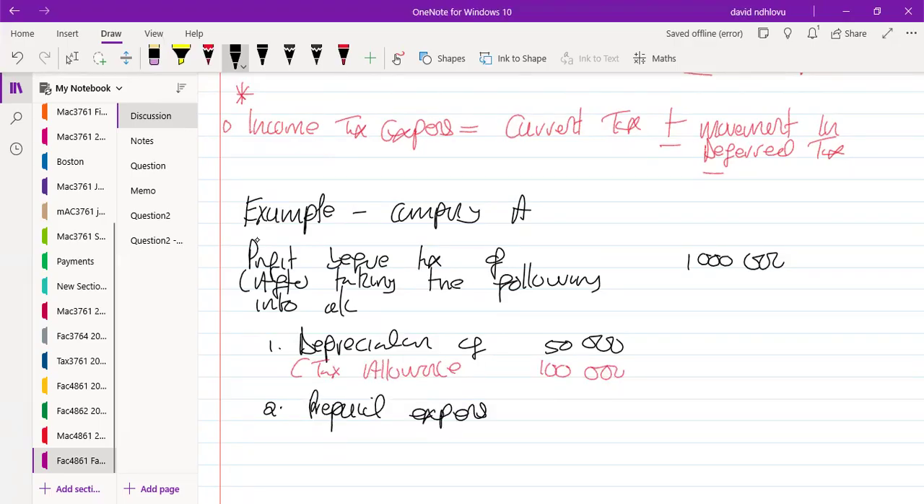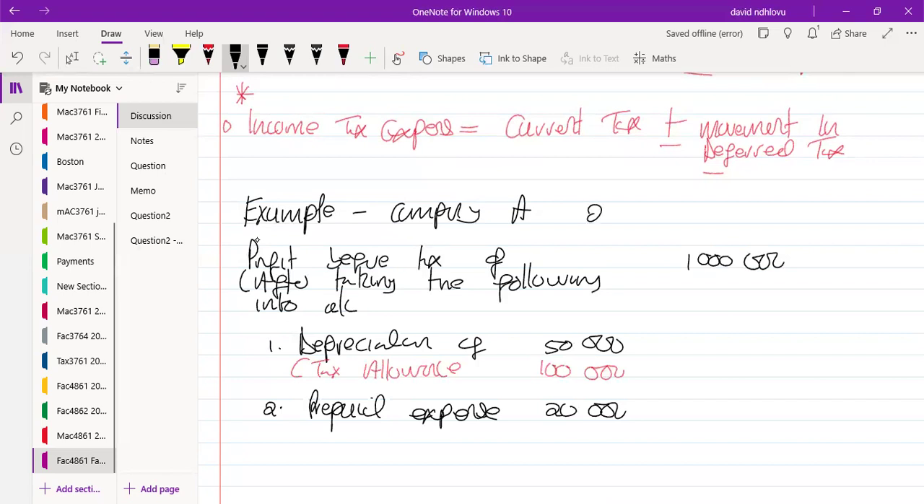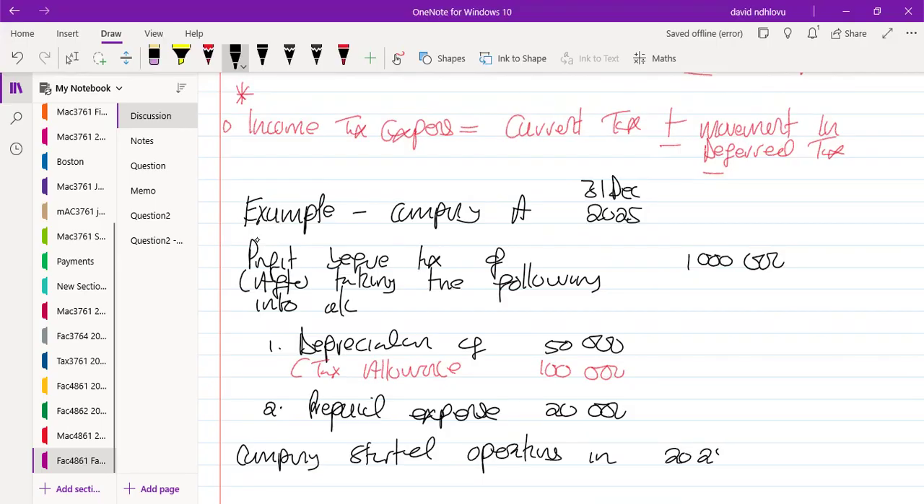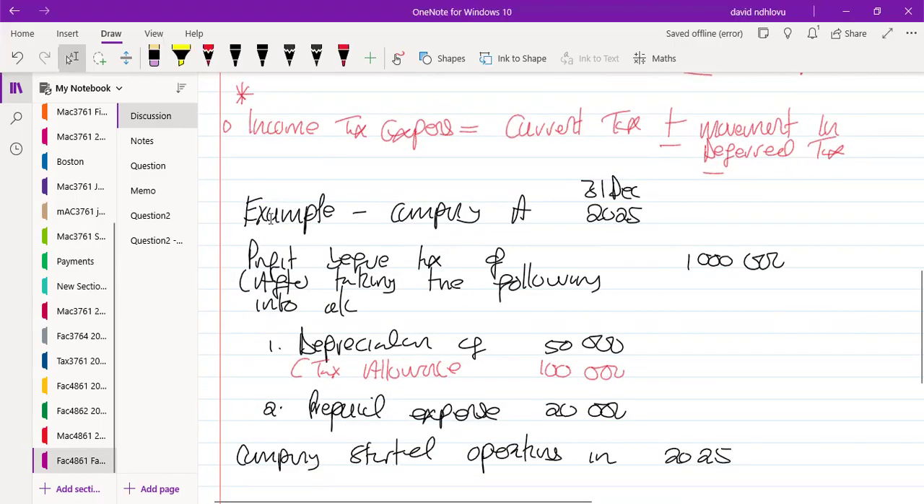Right, number two, let's say prepaid expense, right, of 20,000. Right, so let's say our year here is 2025, right, ending on 31 December. Right, then we can just add company started operations, right, in 2025. So this is a new company. It only started at the beginning of the year, right, in the year 2025, and we're at the end of the year. Right, so we want to look at this.